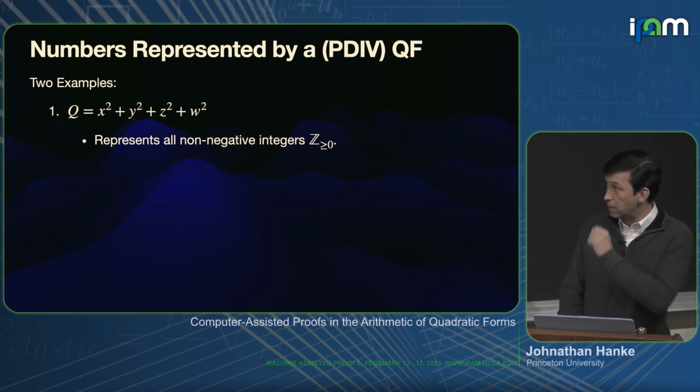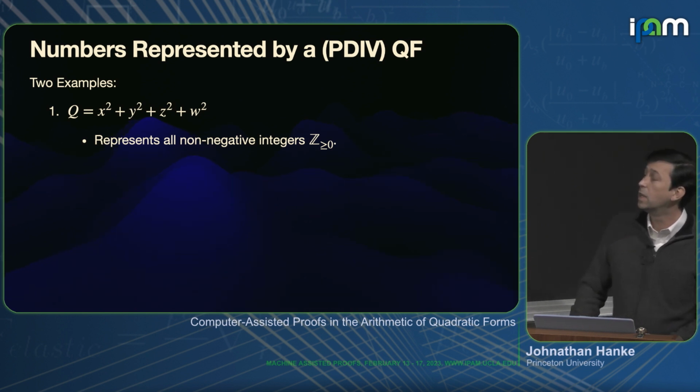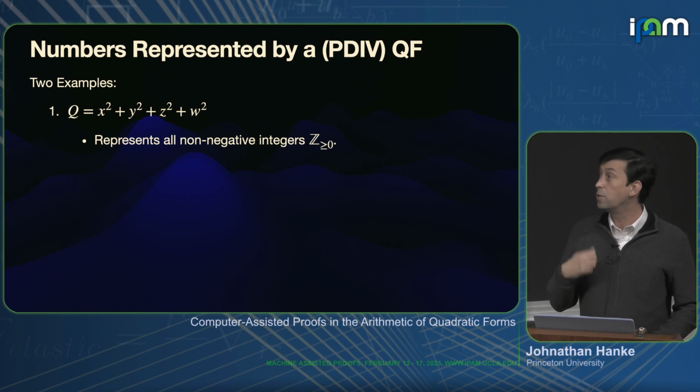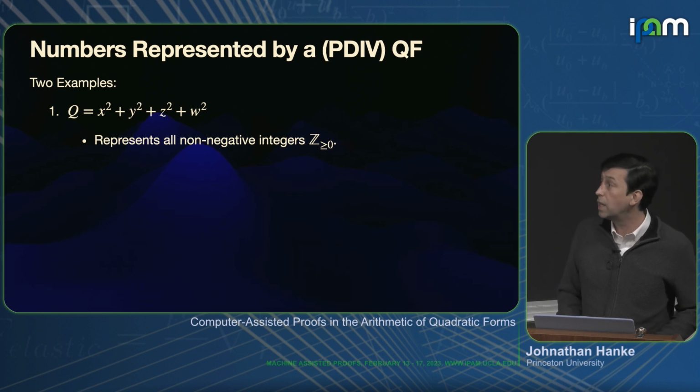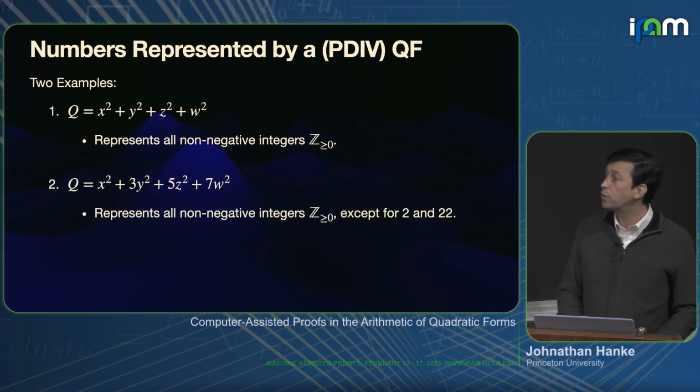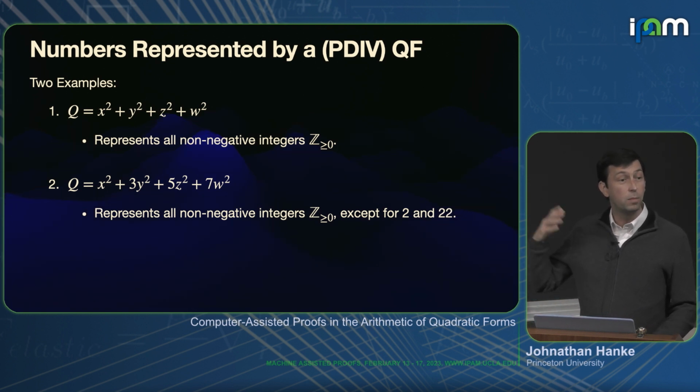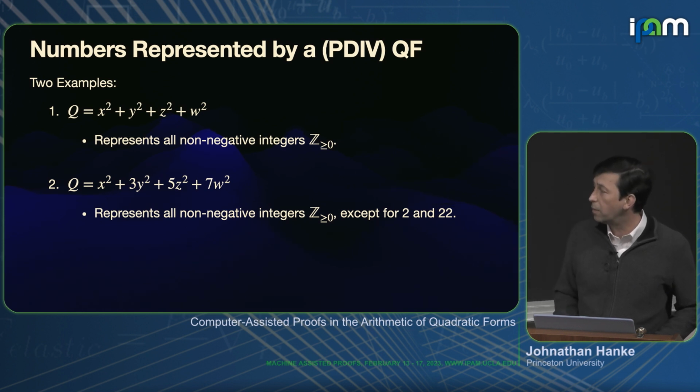So here are some examples. We already talked about the sum of 4 squares. If you want to know what values come out of it when you plug in integer vectors, we know it represents all non-negative integers. And there are lots of ways that we understand that proof. But if I ask you about a very similar looking quadratic form, x squared plus 3y squared plus 5z squared plus 7w squared, which is diagonal, looks pretty simple, and has a lot of symmetries, the conjecture was that this represents all non-negative integers except for 2 and 22.